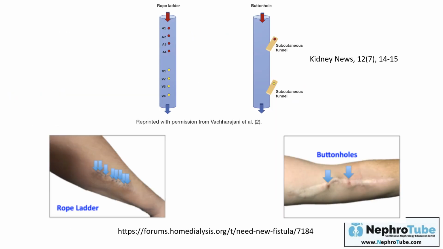So now we have two methods of cannulation: the rope ladder technique, as in this photo and this image, and the buttonhole, where you make a subcutaneous tunnel. You will find only one cannulation site.